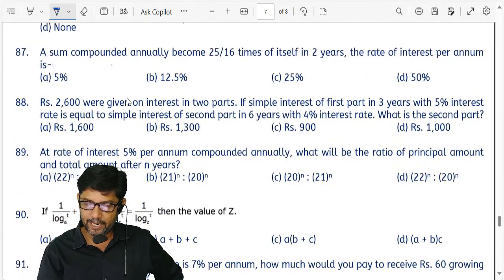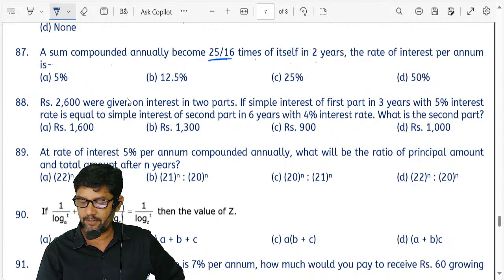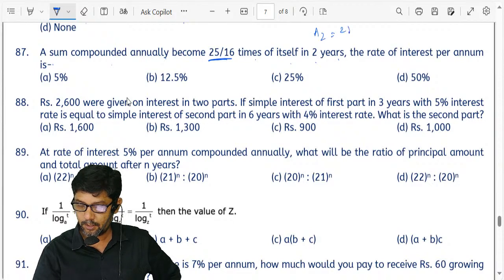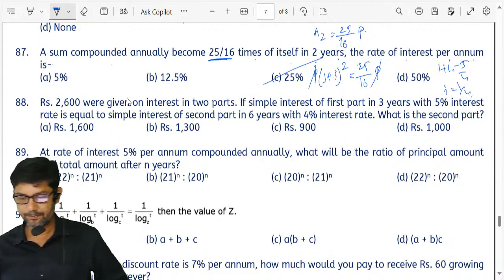A sum compounded annually becomes 25 by 16 times of itself in 2 years. So what is the amount after 2 years? 25 by 16 times the principal. They ask you to find out the rate of interest per annum. What is the formula? P into (1 plus i) whole square is equal to 25 by 16 P. Cut P. 1 plus i is equal to what? 25 by 16 is 5 by 4. i is equal to 1 by 4. So 25%.